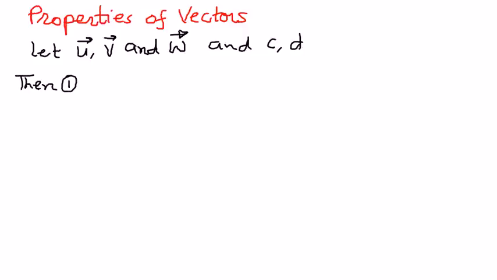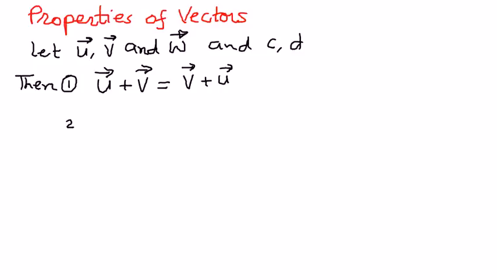1. If we take vector u and add it to another vector v, or take vector v and add it to vector u, the result is going to be the same. This is what is called the commutative property of addition.